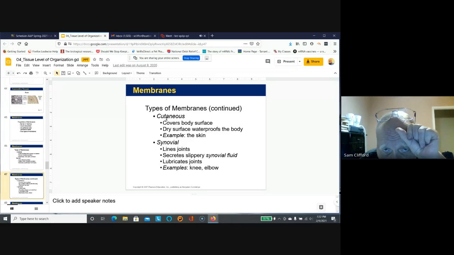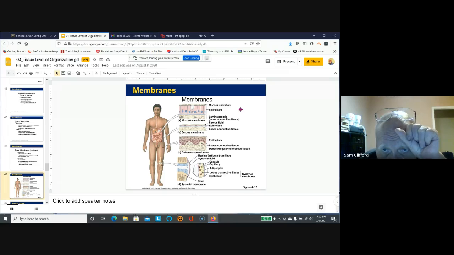So, skin. The cutaneous membrane is the skin. Synovial membrane secretes a slippery synovial fluid, lubricates joints, and all of your synovial joints contain synovial membranes. So let's look at the different types of membranes. So the mucous membrane all throughout your digestive tract.